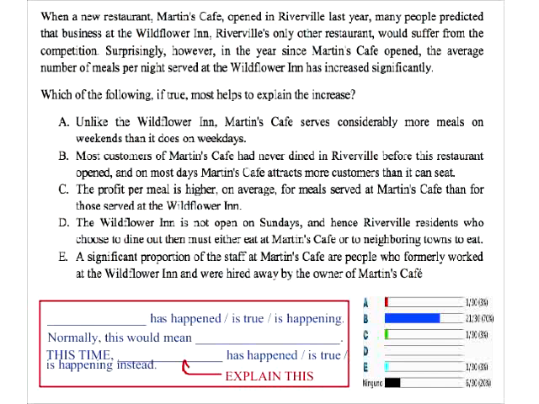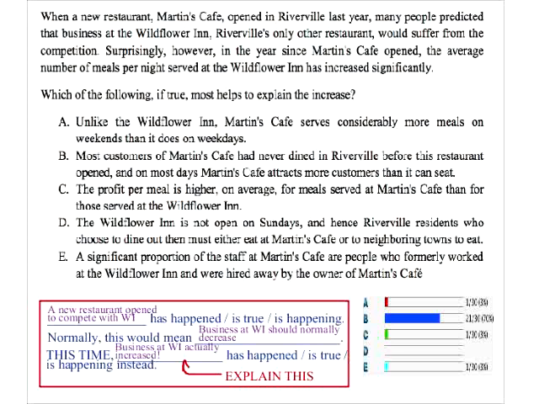This one didn't seem to be too much trouble for people, so we can speed through this relatively quickly in order to get to another one. What's happening here is you've got a competing restaurant. You have a new restaurant open to compete with Wildflower Inn. Under normal circumstances, if you open a competing business, then you would expect business at the original establishment would go down, because you've got competition. However, something is increasing the business at the Wildflower Inn. So we need something that explains this.